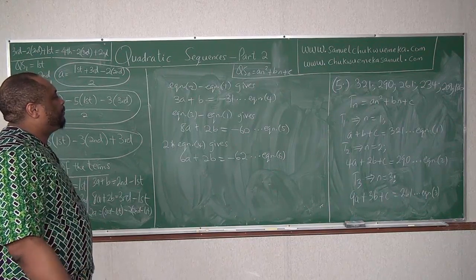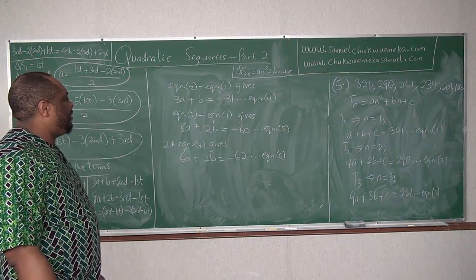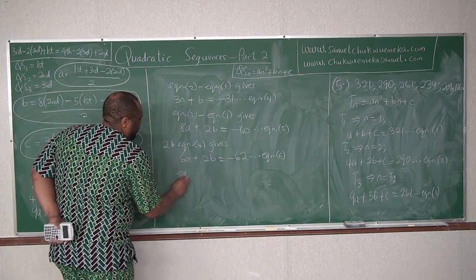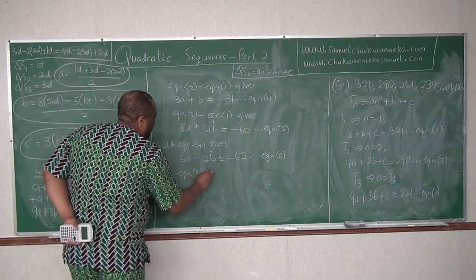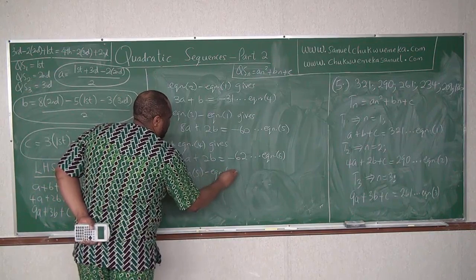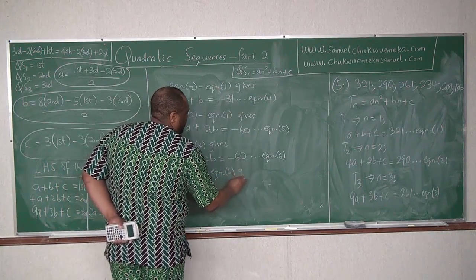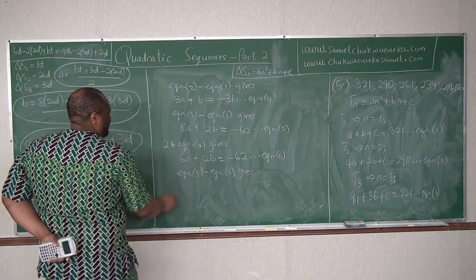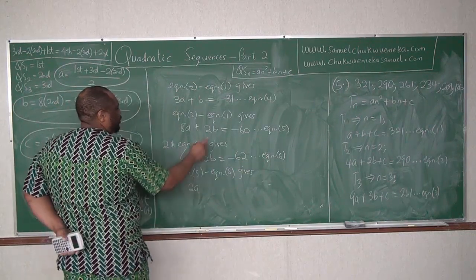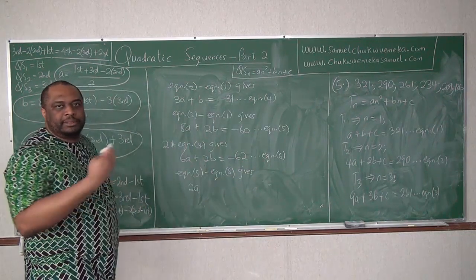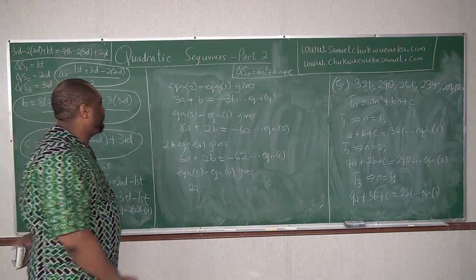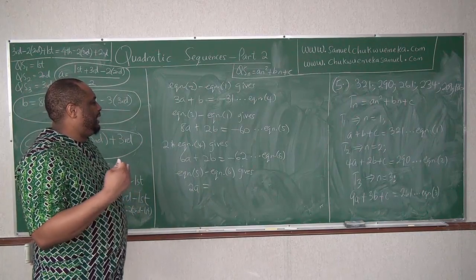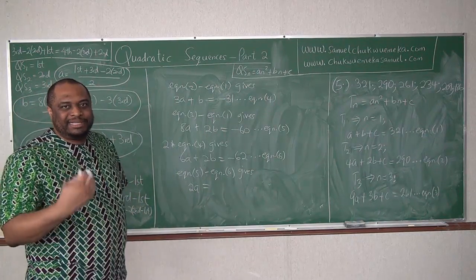Alright, now we do equation 5 minus equation 6. Equation 5 minus equation 6 gives 8a minus 6a is 2a. 2b plus minus 2b, that's gone. 2a is equal to minus 60 minus 62.